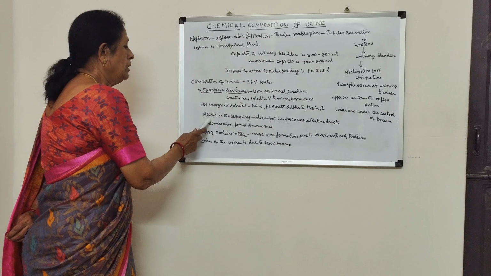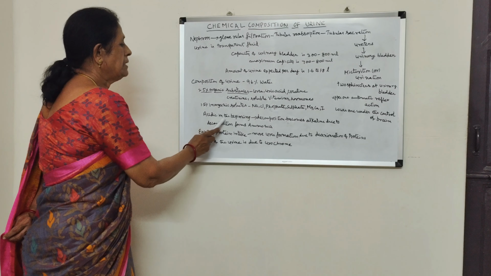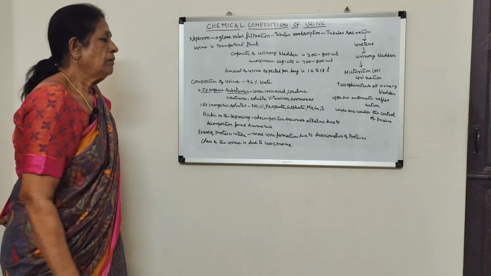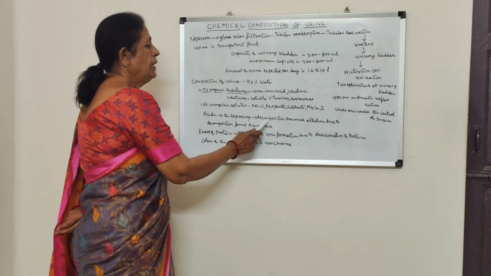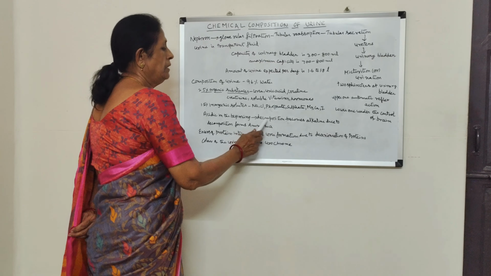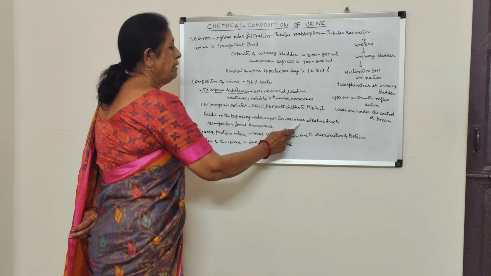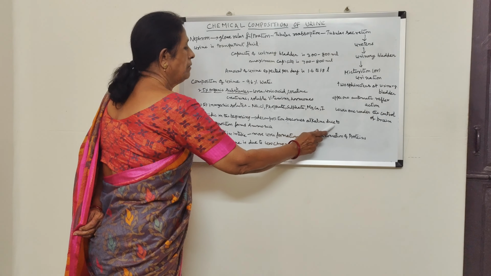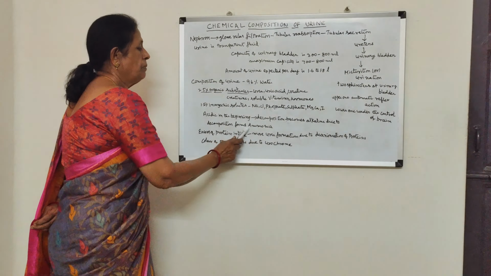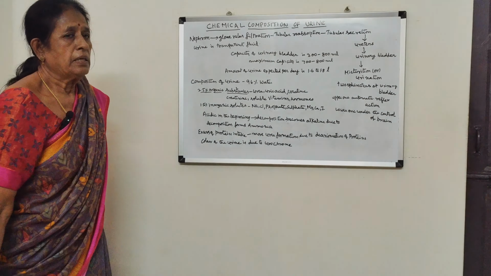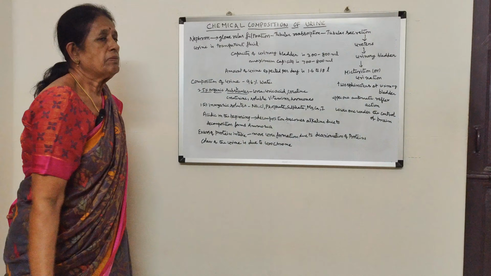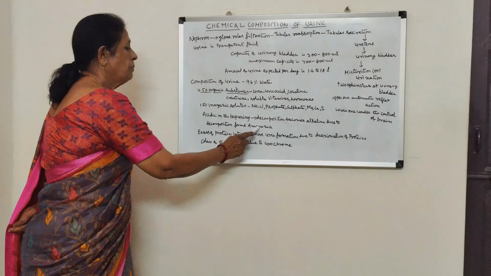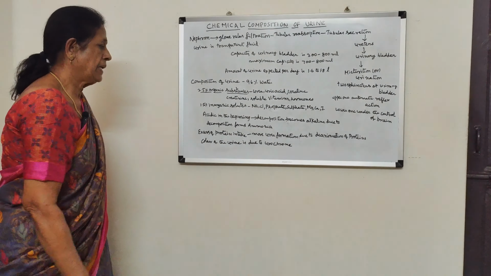When urine is excreted out, it is acidic in nature, and later on, after some time, it decomposes. Decomposition takes place, and it becomes alkaline. Acidic urine becomes alkaline due to decomposition and produces ammonia. That is why we get a foul smell due to the production of ammonia after some time.